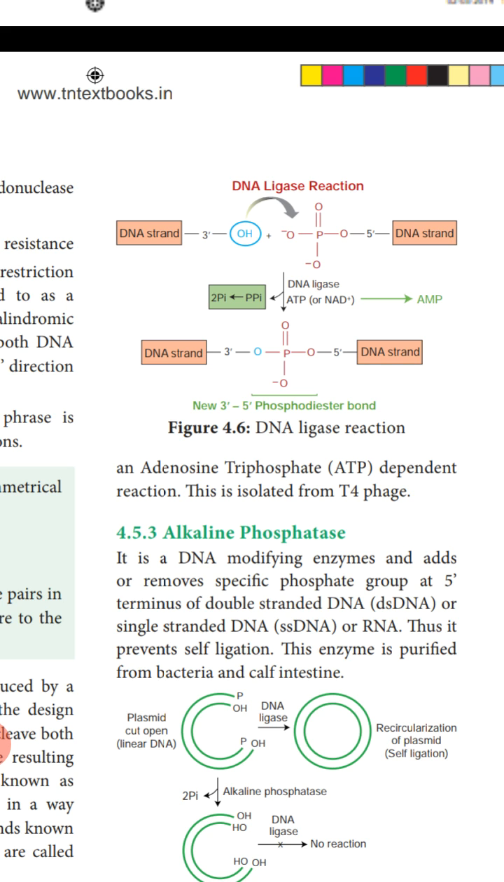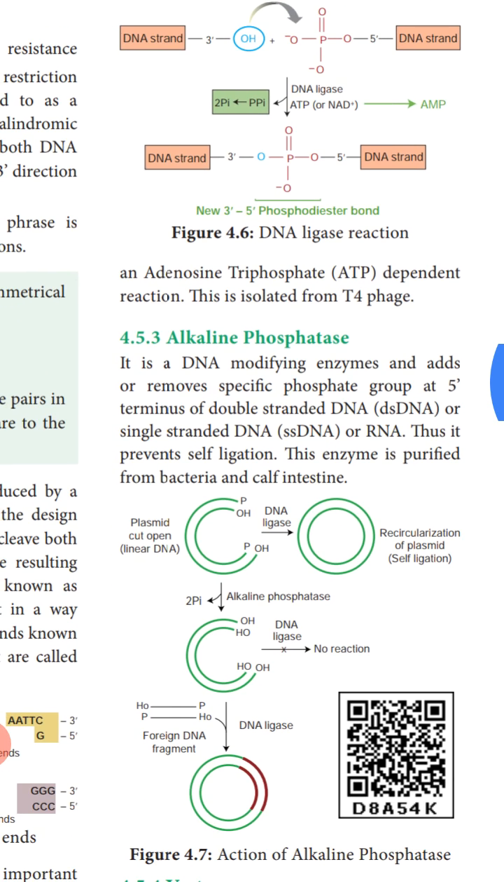Next enzyme is the alkaline phosphatase. It is a DNA modifying enzyme and adds or removes specific phosphate groups at the 5' terminus of double stranded DNA or single stranded DNA or RNA. Thus it prevents self ligation. This enzyme is purified from bacteria and calf intestine.